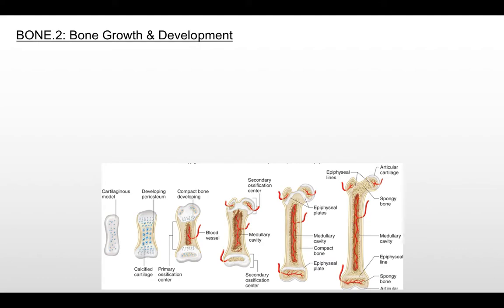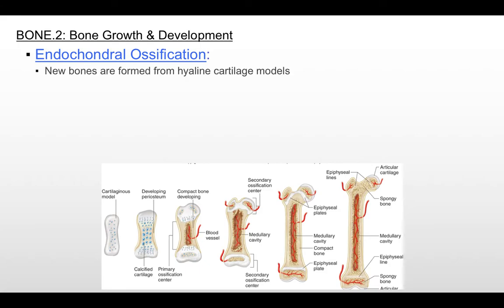The other type of ossification is endochondral, and this is how we create most of our long bones and perhaps our irregular and short as well. These bones first exist in the embryo as a hyaline cartilage model. So before any bones are built, the embryo contains little miniature versions of those bones made completely out of cartilage.